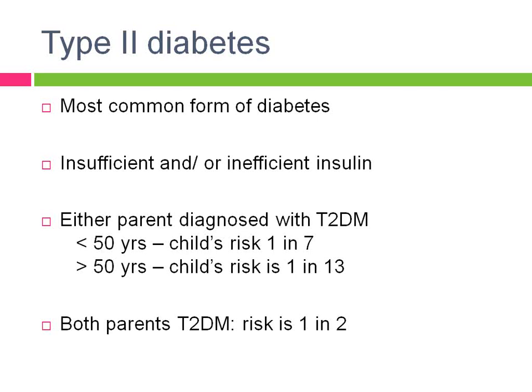When the mother has type 1 diabetes, it depends on the mother's age at the time of conception. The younger the mother, the greater the risk of the child developing diabetes in the future. When both the parents have diabetes, the risk is even higher.